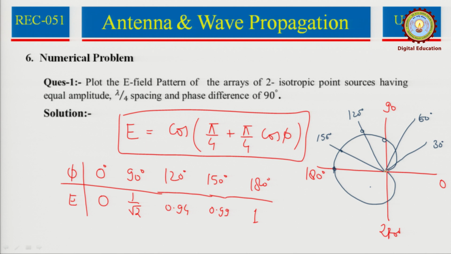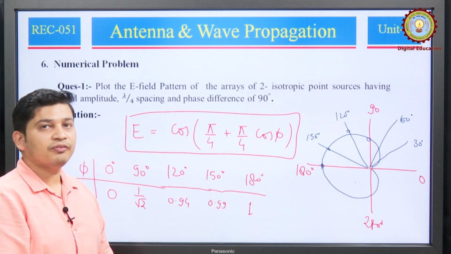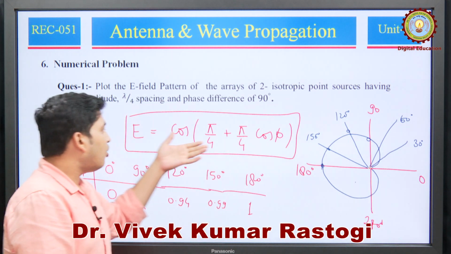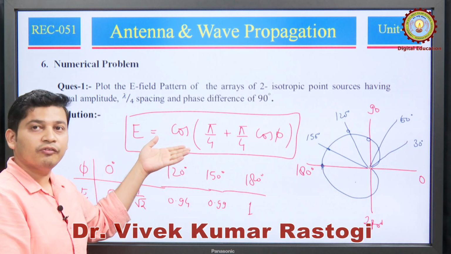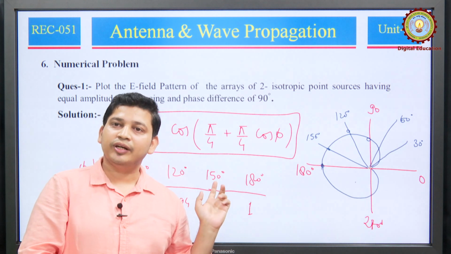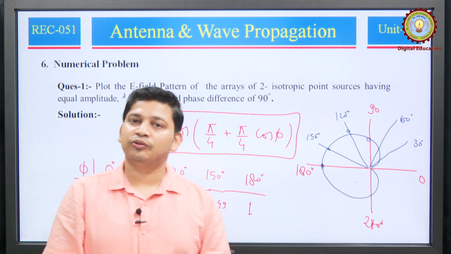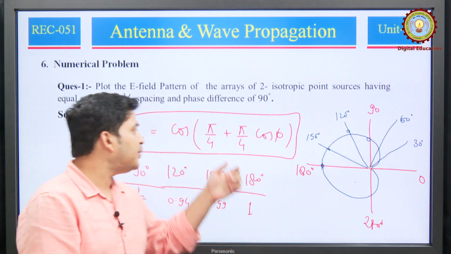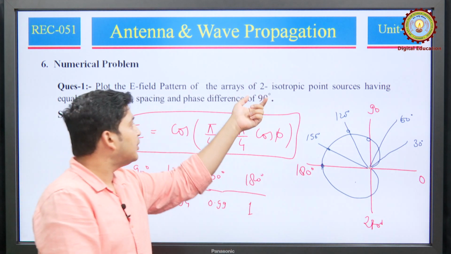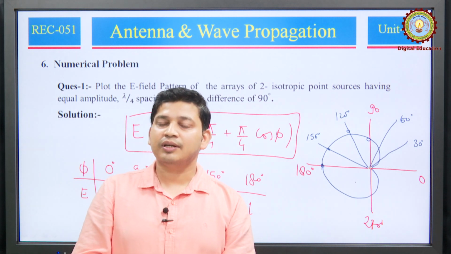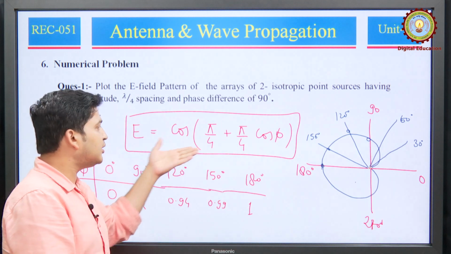So, this is the radiation plot or electric field plot of this function, cos of pi by 4 plus pi by 4 cos phi. Okay. Again, how do we solve this? First, what is the expression of total electric field for 2 point sources? We already calculated it in previous cases. So, cos psi by 2, the normalized value. Then the psi function, which is beta d cos phi plus delta, because in the question there is a phase difference of 90 degree. So, simply on solving we will get our final expression, this value.